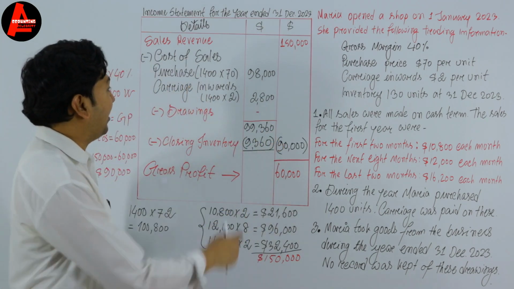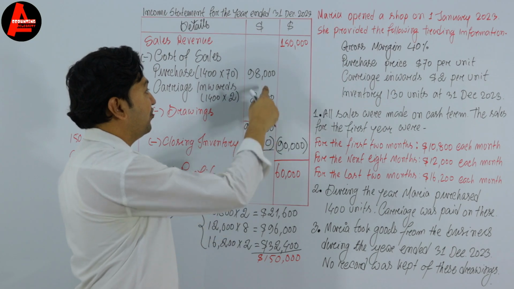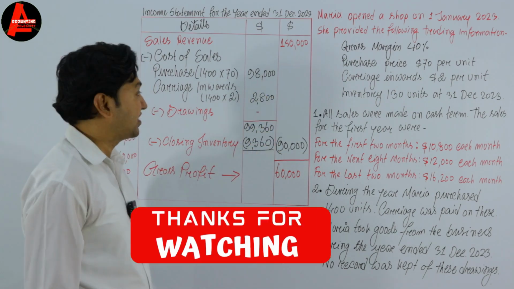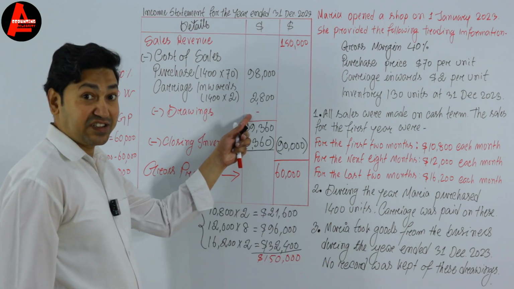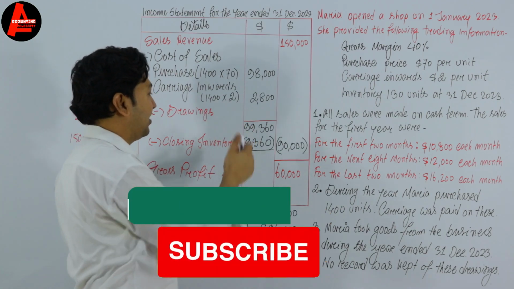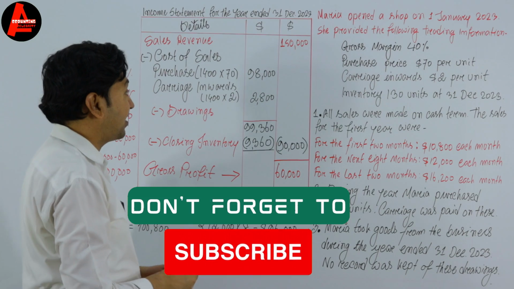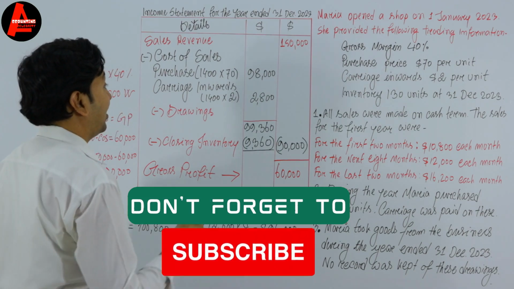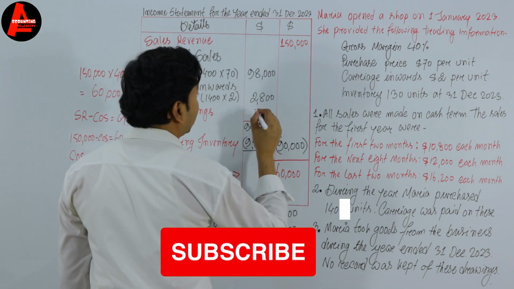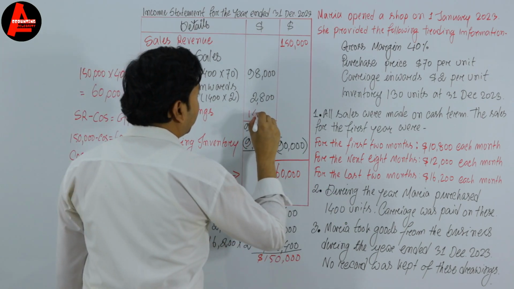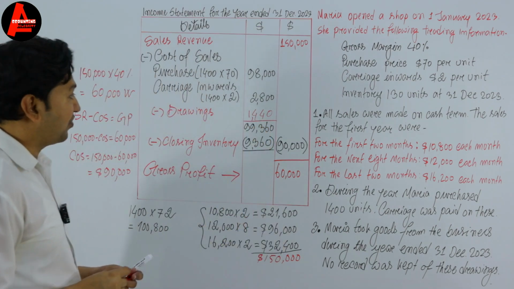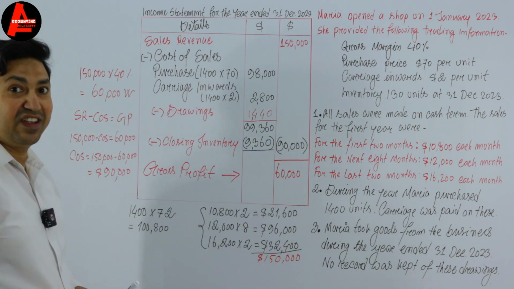Okay, so now as we have this answer here, if we minus these two amounts from this 99,360, we will get our drawings. Okay, easily. So here 99,360 minus $98,000 minus $2,800, we get $1,440. Okay, this is our goods for own use.